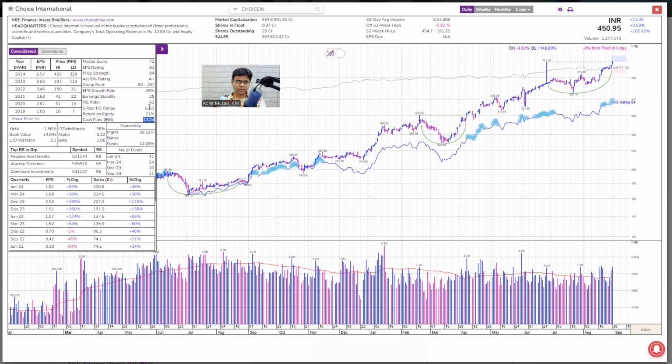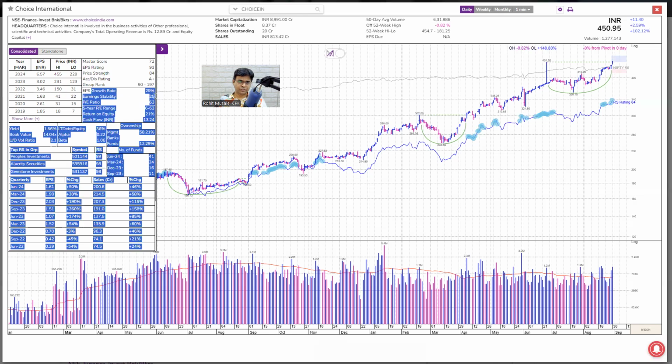So it gives you a 5-year PE range. I want the PE ratio to be towards the higher end of that range. So if this PE ratio is 7 or 8, which is near the lower end, that means there is some problem with the stock. Earning stability, I don't look at this factor.